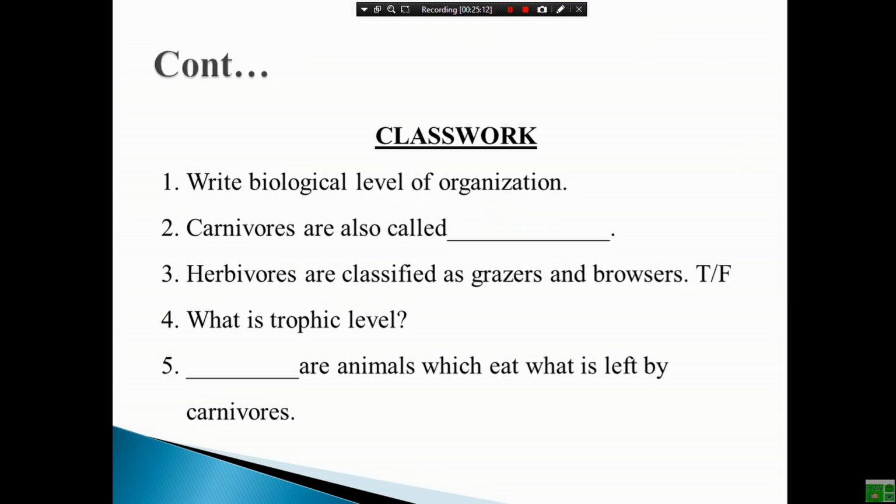Now the answers. Question number 1, the biological levels of organization are population, community, ecosystem, and biosphere. Question number 2, carnivores are also called predators. Question number 3, herbivores are classified as grazers and browsers. This is true. What is a trophic level? It is the different feeding levels within a food chain, or the direct feeding level in a food chain is called a trophic level. Blank are animals which eat what is left by carnivores, or scavengers, like hyena and vultures.